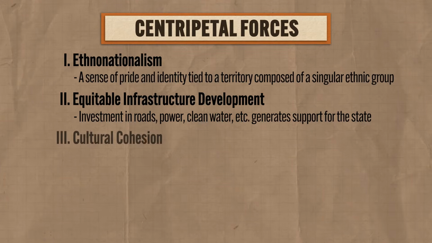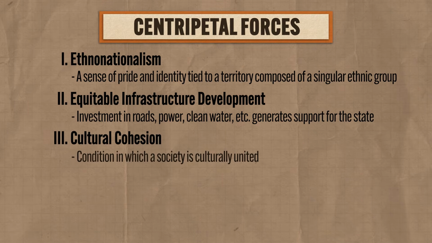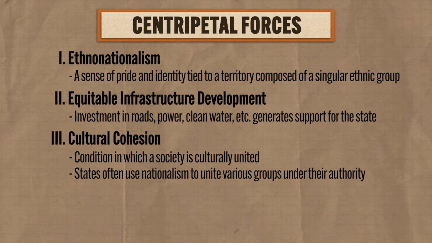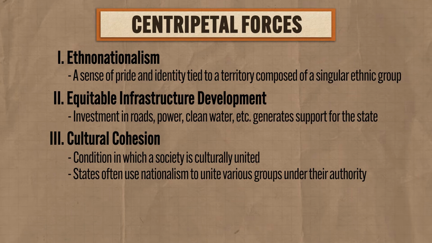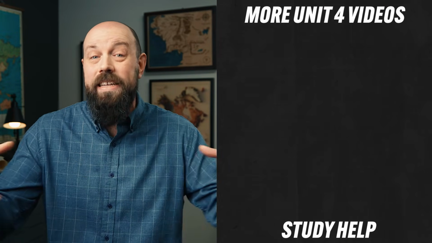And third, increased cultural cohesion can be a consequence of centripetal forces, and that just means that a state's society is culturally united. And since most countries in the world are multinational states, governments promote nationalism as a means to unite various groups. And they do this through education systems or national icons like flags or national anthems. Or international sports is a big one here. Every 4 years, countries across the globe compete in the Olympics or the World Cup, and success in these events has a way of tying a state's people together.